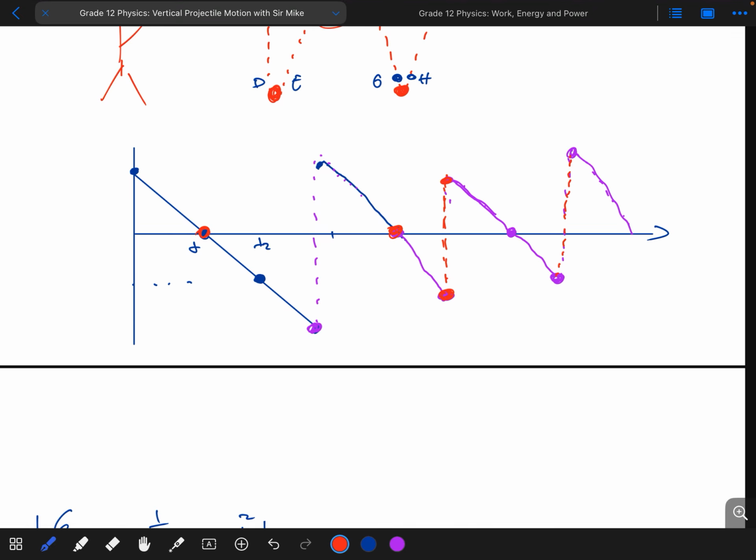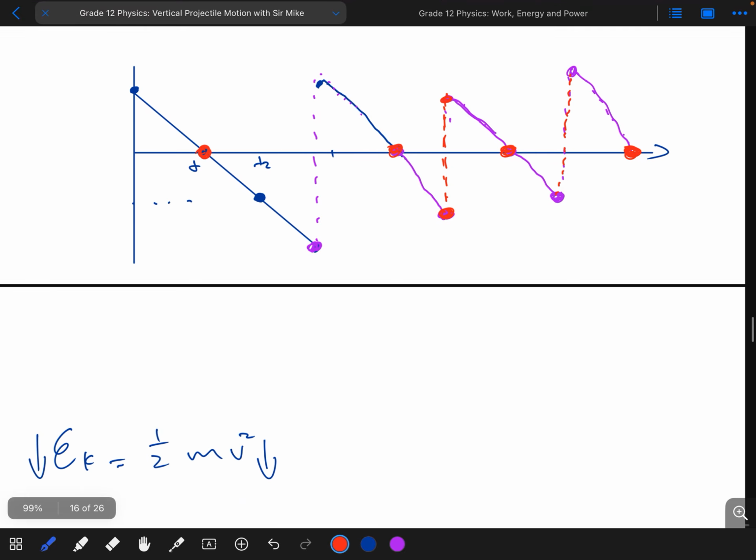So in this case, when your graph cuts the x-axis, your object would be at its maximum point. Now what you must keep in mind is that every time your object collides with something, it loses its speed. So after it collides with the ground, the object simply loses its speed.